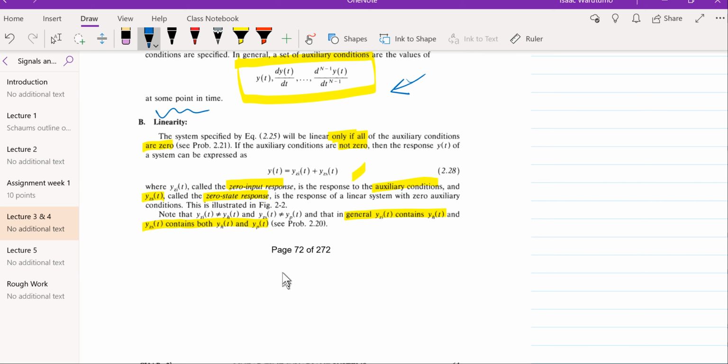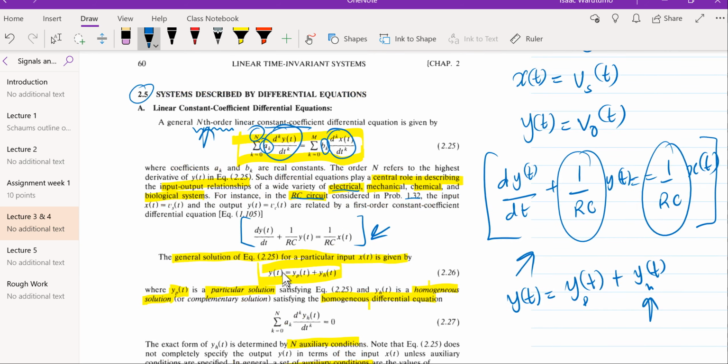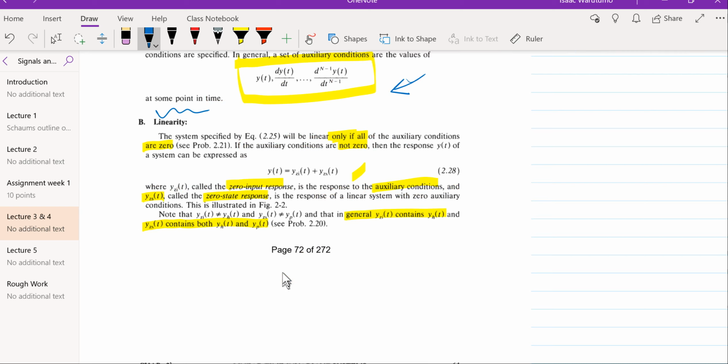But before we go further, we are going to start to discuss some concepts of linearity, which we describe as follows. The system specified by equation 2.25 will be linear if and only if all the auxiliary conditions are zero. So we are saying that if all of the auxiliary conditions have zero value, then the system is said to be linear.